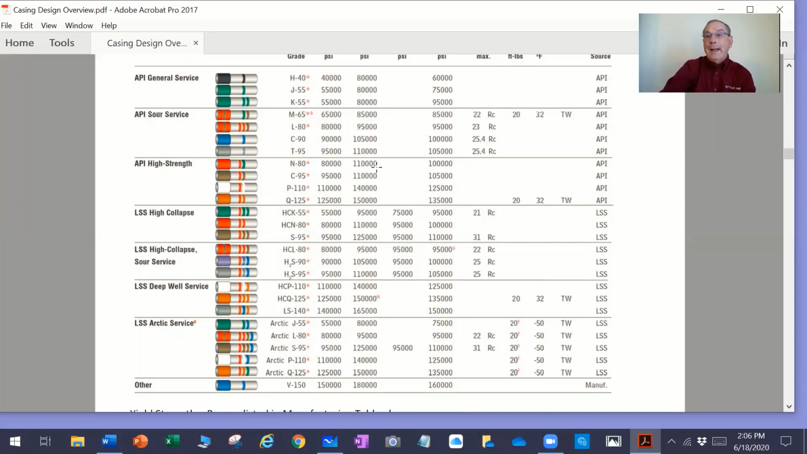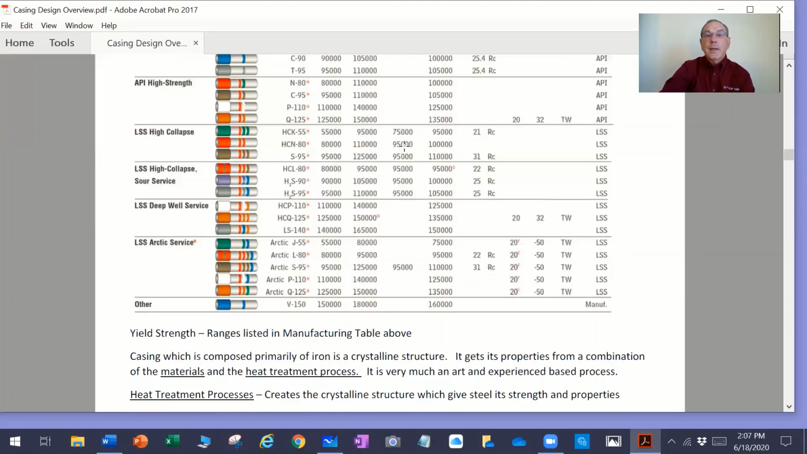So more than likely, I've never worked in a casing manufacturing facility, but you can guess that they're probably going to make it sort of right in the middle, around 95,000 yield strength. So that gives them 15,000 yield strength on the low side and on the high side. That way they would not have any rejects in manufacturing their steel. So it would be quite a bit above 80,000 and quite a bit under 110,000. That's the way they manufacture it.